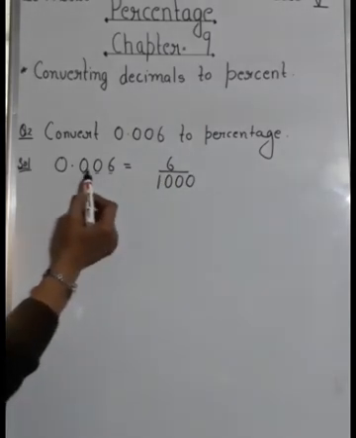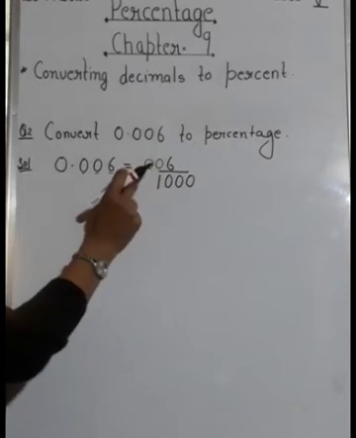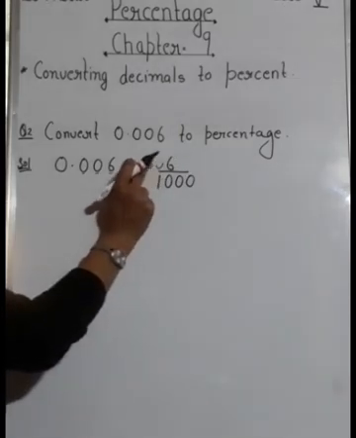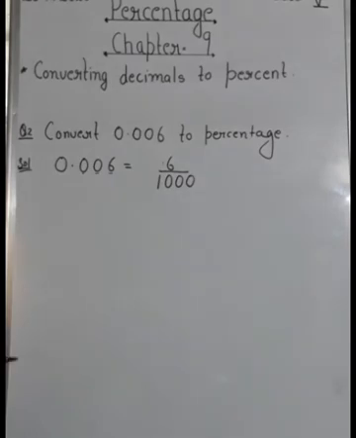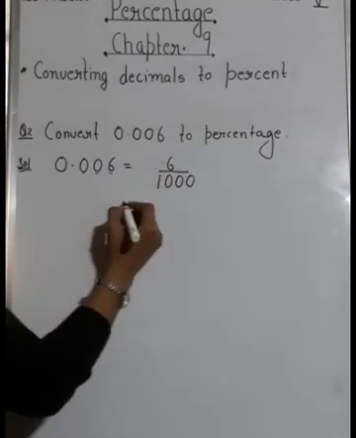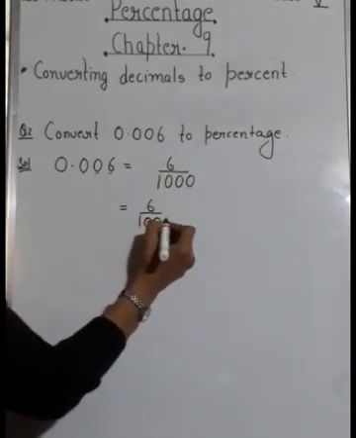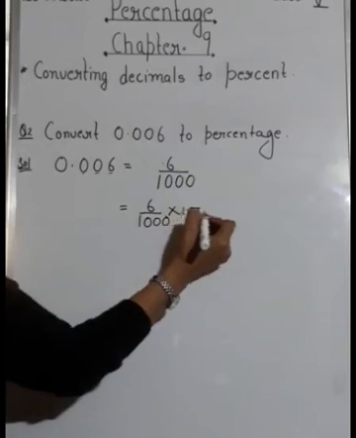So I have written 6 because now there is no need of writing these 0s. If you want to write them, you can, but there is no meaning of writing 0 before a number. So I am not writing them. And it will be 6 upon 1000. Now you have to convert it into percentage. So this will be 6 upon 1000 multiplied by 100.